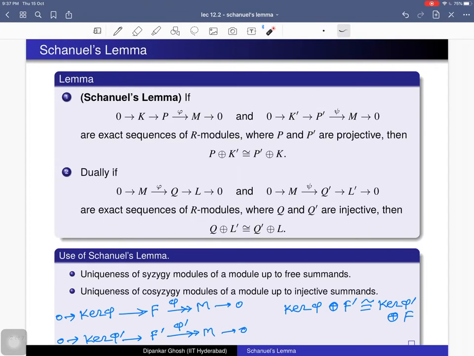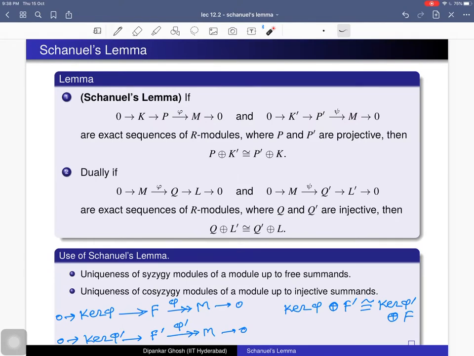You consider an R module M, and suppose you have projective R modules P and P prime, and from P to M you have a surjective module homomorphism, that is phi, and from P prime to M you have a surjective module homomorphism, that is psi. So you can extend these surjective module homomorphisms to short exact sequences like this. Basically, suppose you have two short exact sequences like this, with a fixed R module M, and both P and P prime are projective R modules.